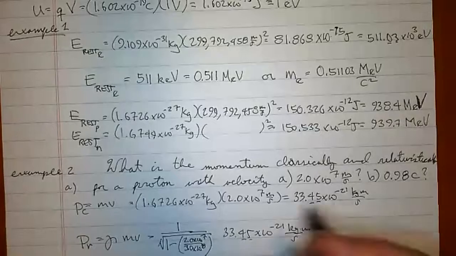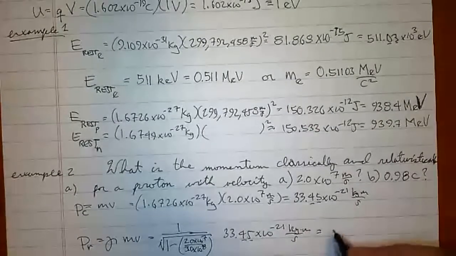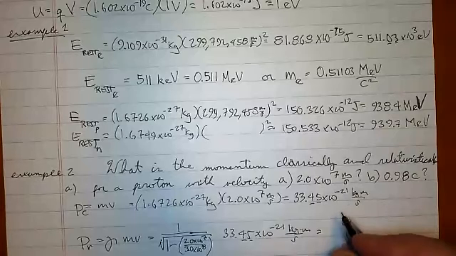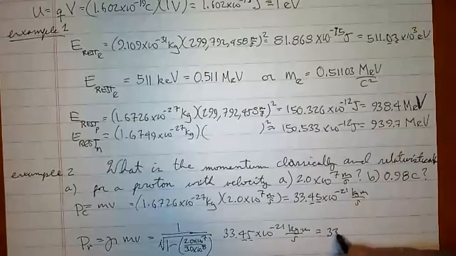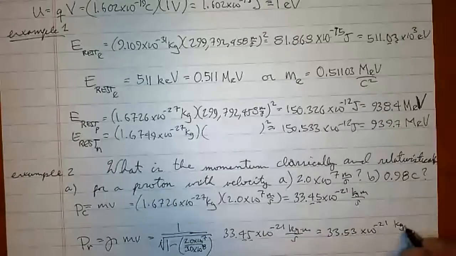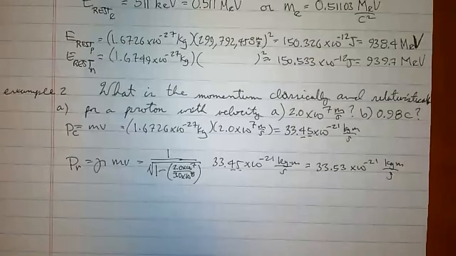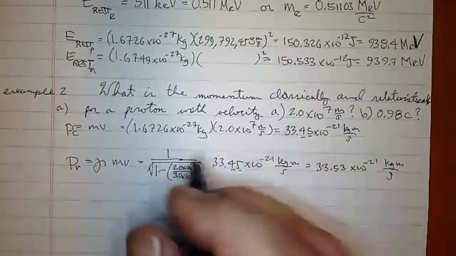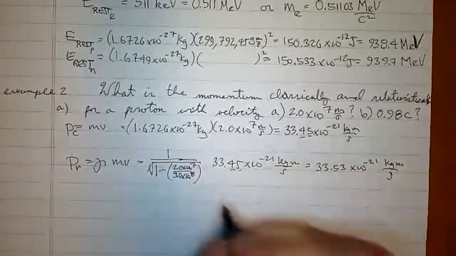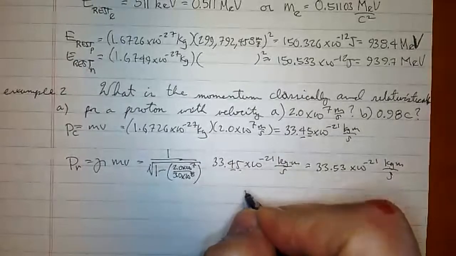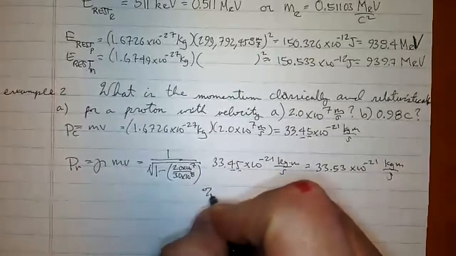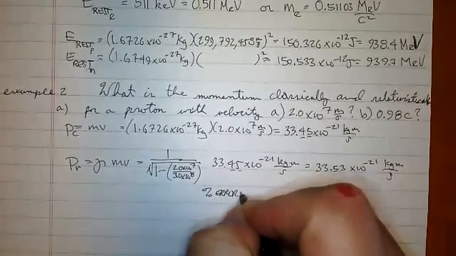So in this case, you don't get a huge difference, but you do get a difference, and that difference is 33.553 times 10 to the negative 21 kilogram meters per second. So that's really the momentum relativistically. If you really want to see how far off you'd be by using classical, you just basically take the difference and divide it by the correct one. So I'm going to do percent error just to give us a feel for what it is.